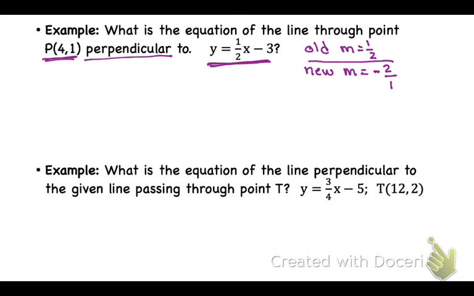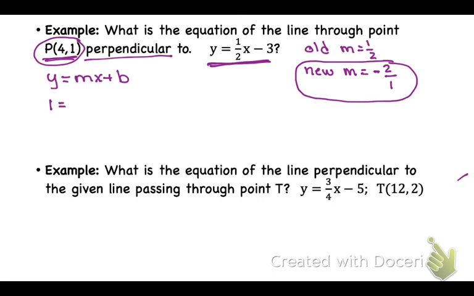So now that I have my new slope and I have a point, I just plug it into y equals mx plus b to find b, don't I? So y is 1 equals, what's my new slope? Negative 2 over 1, or just negative 2, right? times x plus b. So 1 equals negative 8 plus b. So b is 8 plus 8, b is 9. Easy.